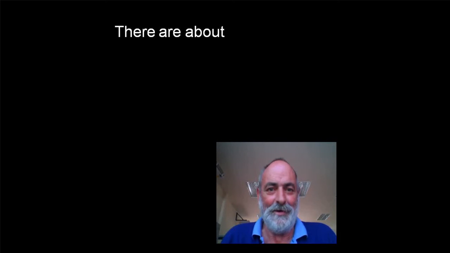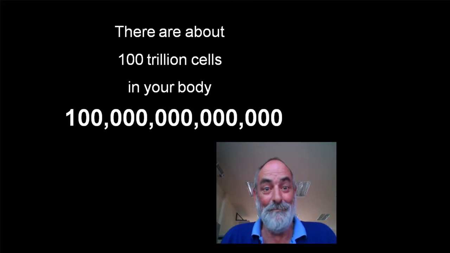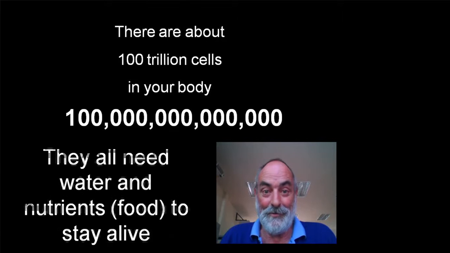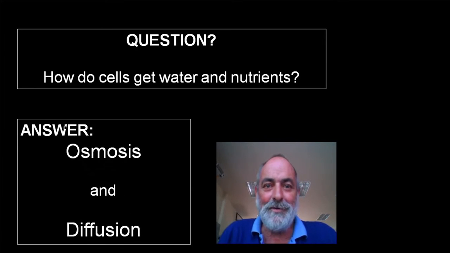There are about 100 trillion cells in your body. 100 trillion cells. That's a 100 million million. That's a lot of cells. And they all need water and nutrients, food, to stay alive. The question is, how do cells get water and nutrients? The answer is osmosis and diffusion.